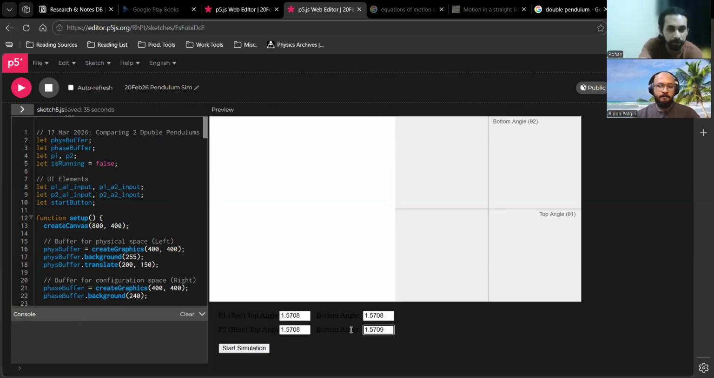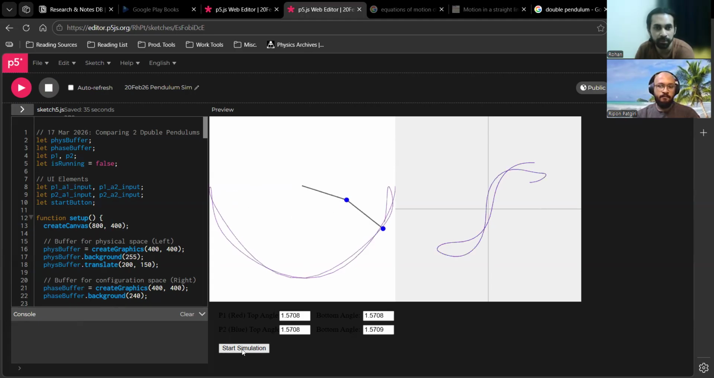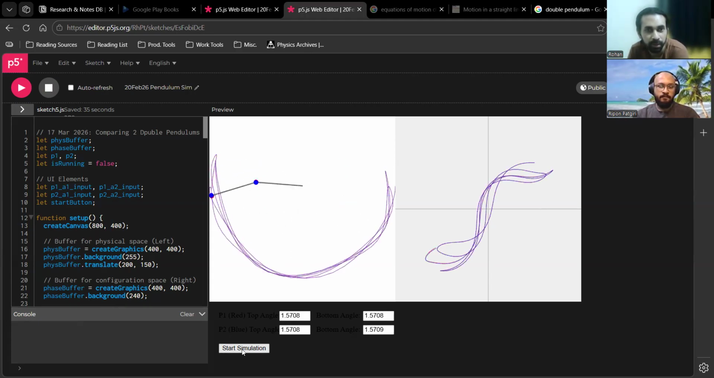The others are almost exactly the same. Only the bottom angle I have changed at the fourth decimal level. And let's see how it moves. I hope. Yep.